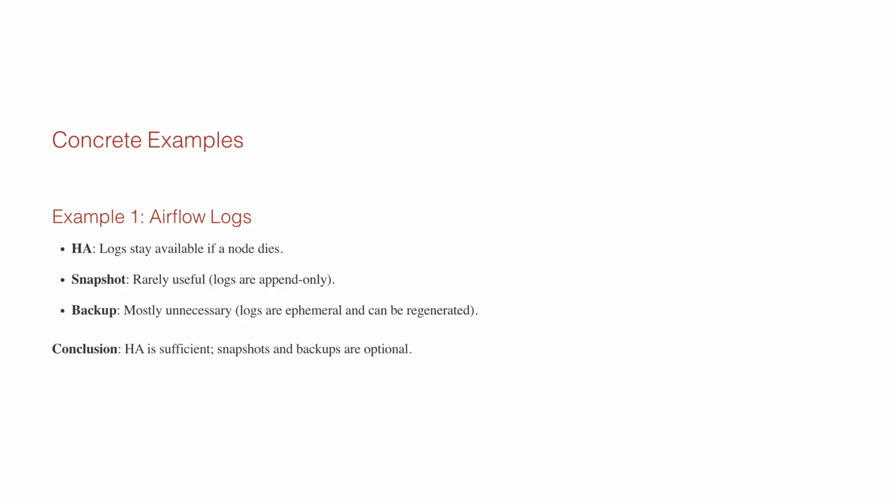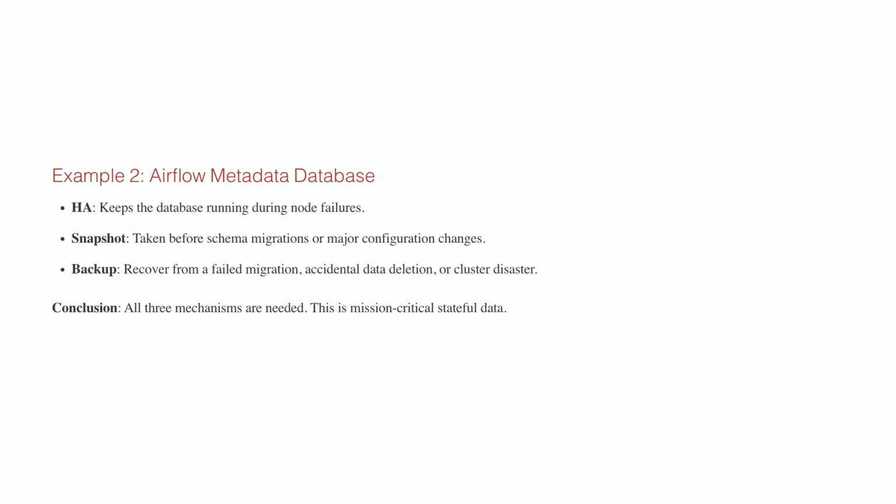Let's look at some concrete examples. For Airflow logs, HA ensures logs stay available if a node dies. Snapshots and backups are rarely useful because logs are append-only and ephemeral. For the Airflow metadata database, however, all 3 mechanisms are needed. HA keeps the database running during node failures, snapshots are taken before schema migrations, and backups enable recovery from failed migrations or cluster disasters.